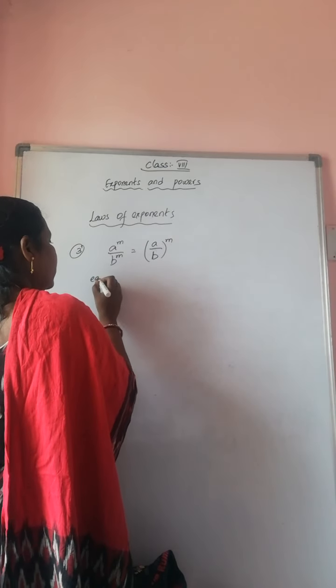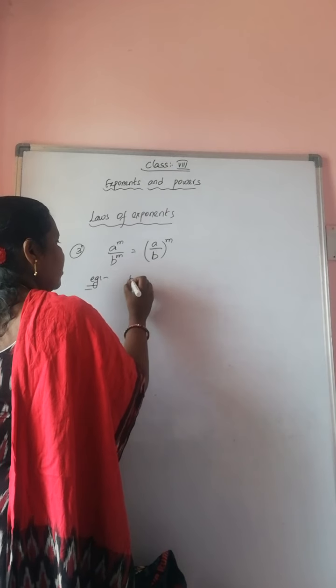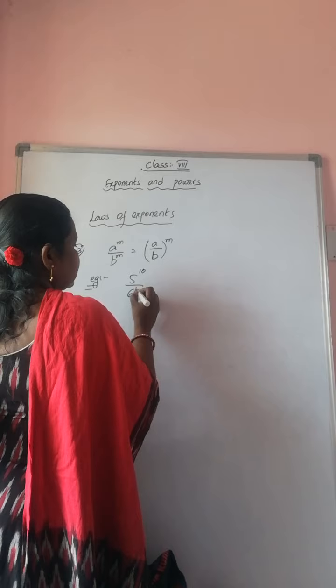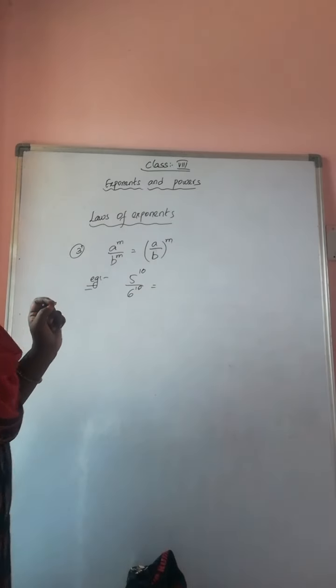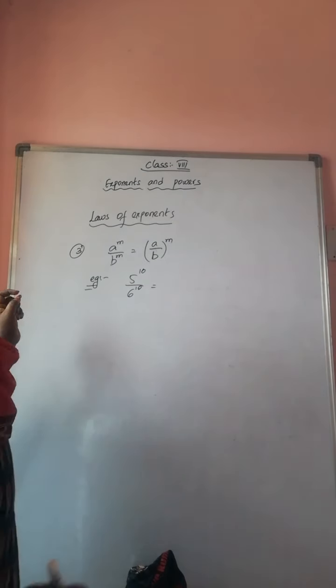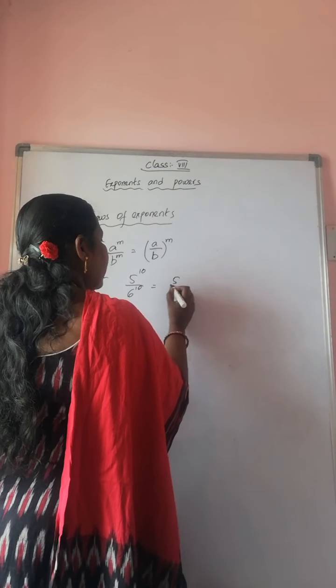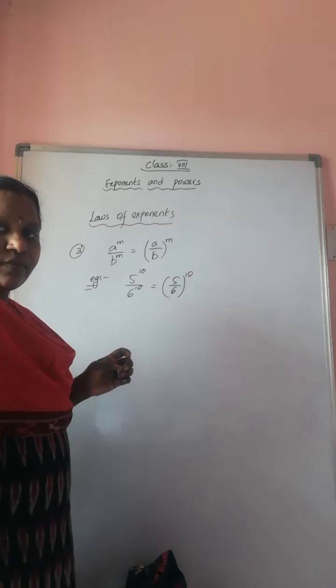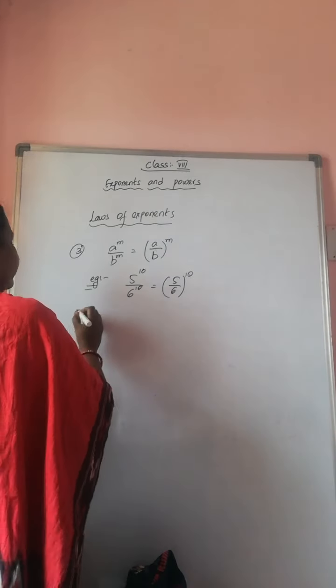So what example can we take for this? 5 power 10 by 6 power 10. Powers are the same, bases are different. So what can I write now? 5 by 6 to the power of 10. Okay.